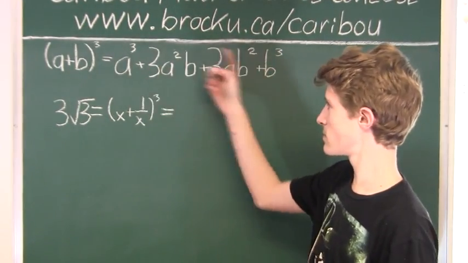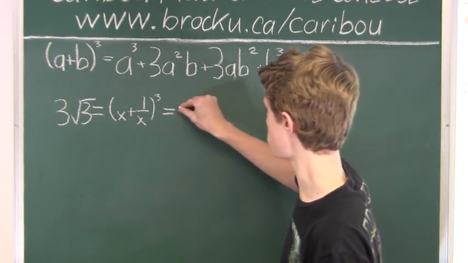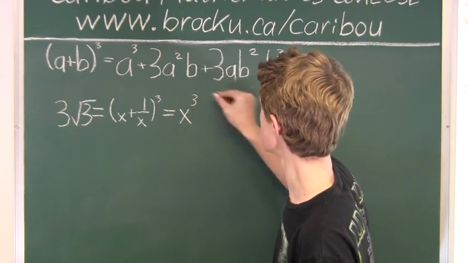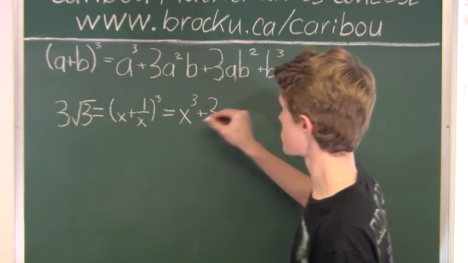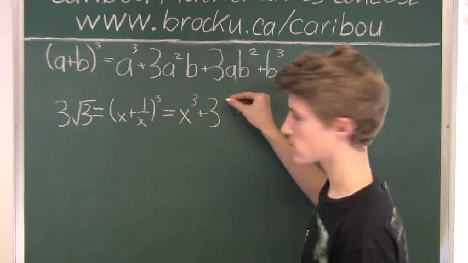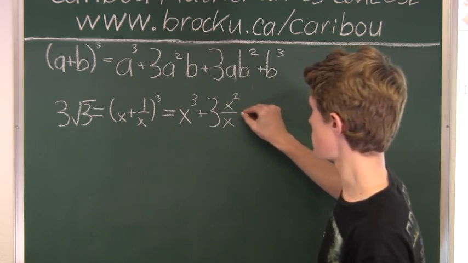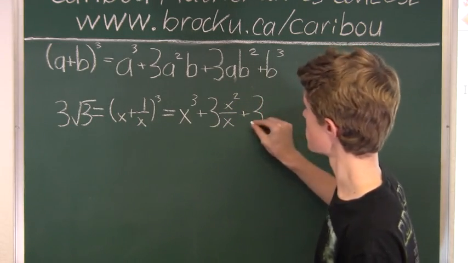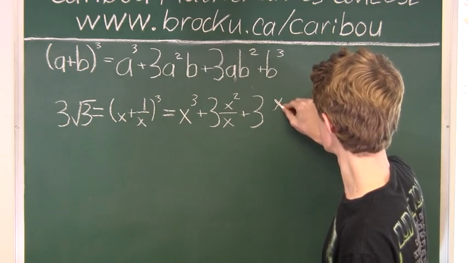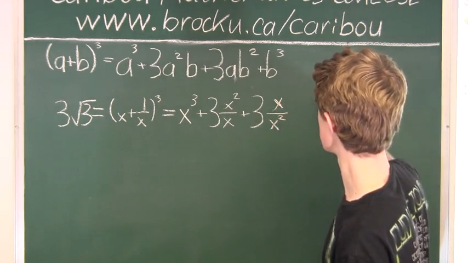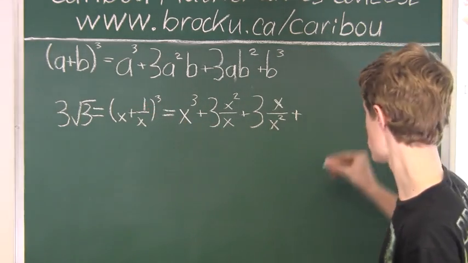So now we will use the same binomial formula for x plus 1 over x in brackets cubed. So we have x cubed plus 3 times x squared times 1 over x, so x squared over x. Then we have plus 3 times x times 1 over x squared, and then we have 1 over x cubed.